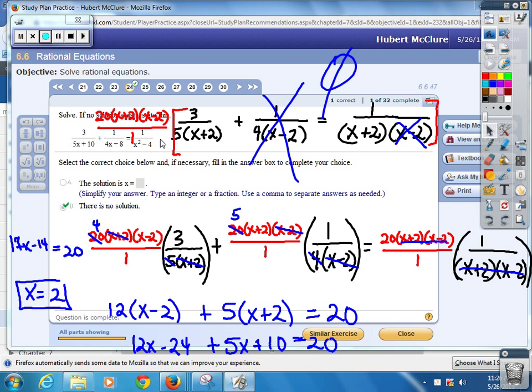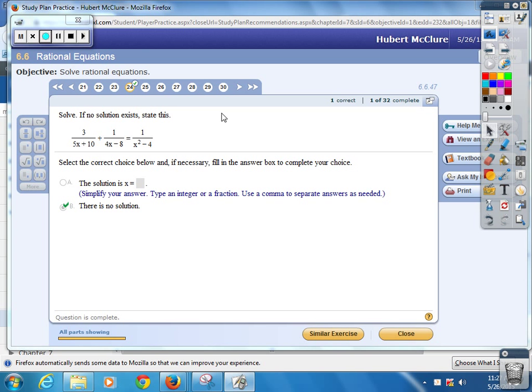Why do people miss this type of problem? Does anybody want to take a guess? They don't plug it back in and check. That's when they get it wrong. And then they fuss at me because I mark it wrong. I don't mark it wrong, the computer does. It's my fault.